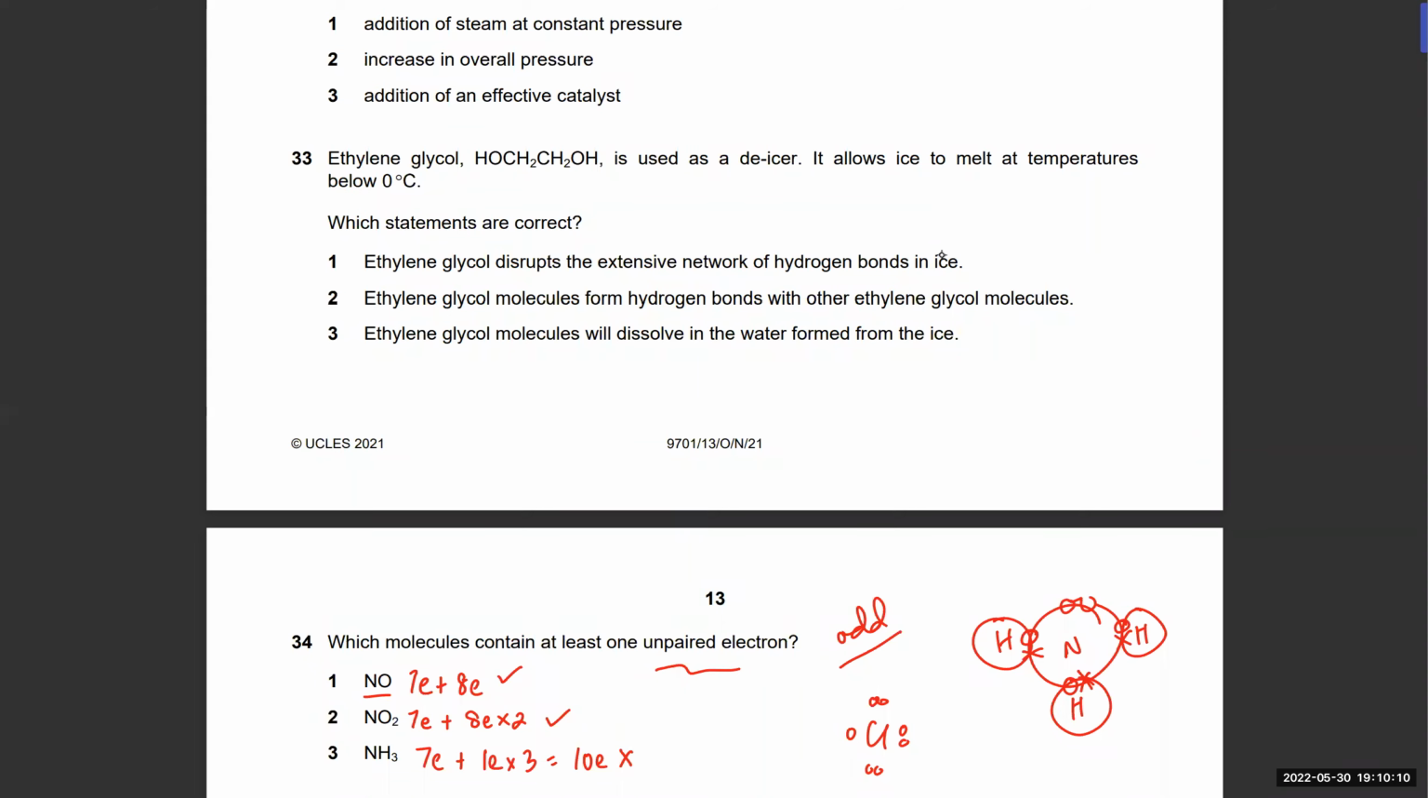Can it do that? Like if you have 2 water molecules, the lone pair of oxygen is attracted to the positive H from the other water molecule. They're attracted to each other. Can ethylene glycol disrupt this? Like if I have O with H and I got a lone pair, can ethylene glycol disrupt the hydrogen bonding that is present?